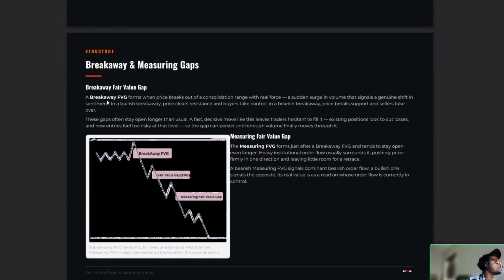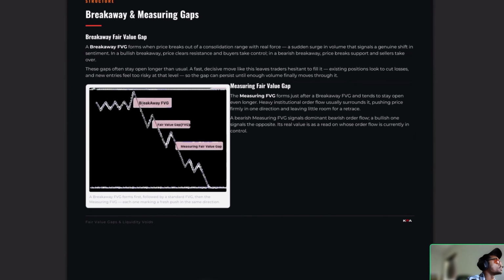So we want to make sure that with breakaway fair value gaps, there's going to be a breakout of a consolidation area. And then we are going to see a measuring fair value gap, which forms just after a breakaway fair value gap and tends to stay open even longer. Heavy institutional order flows usually surround it, pushing price firmly in one direction and leaving little room for a retracement. All right, so a breakaway is going to look like this, where we have our consolidation, then the market breaks away from it, right? Once it breaks away from it, we're going to get a small little pullback.